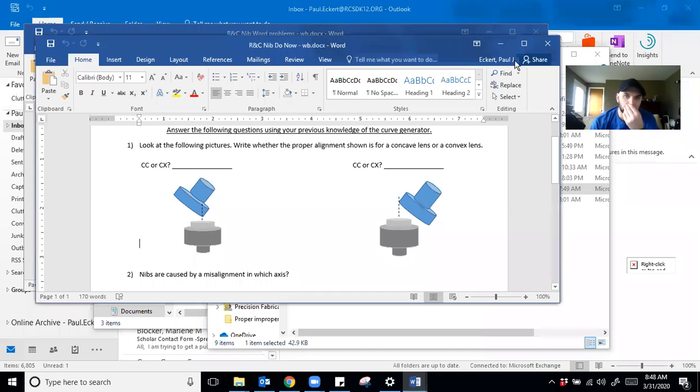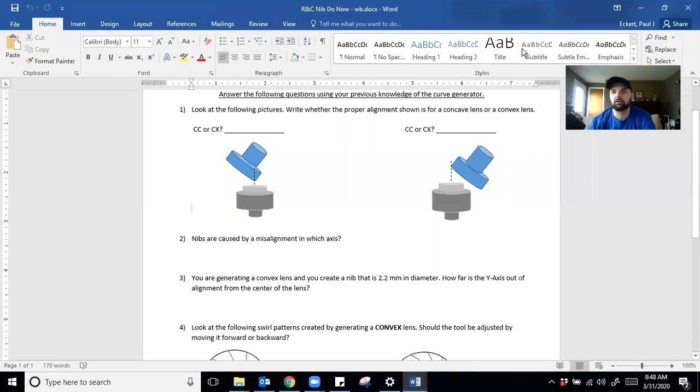So the first one, this is about the curve generator, which everyone's done. So there shouldn't be too many questions on it unless you haven't done curve generator at all. That means you haven't been in class.